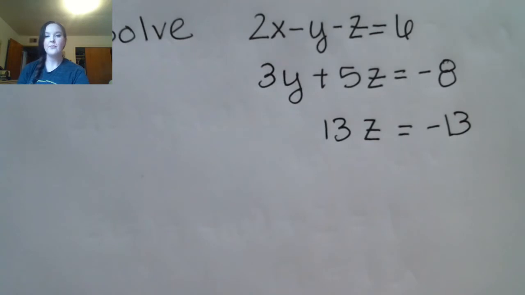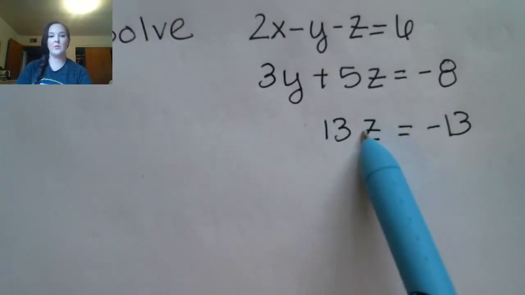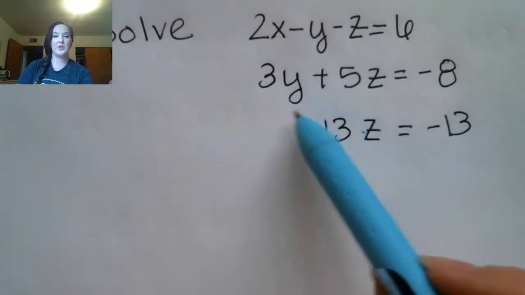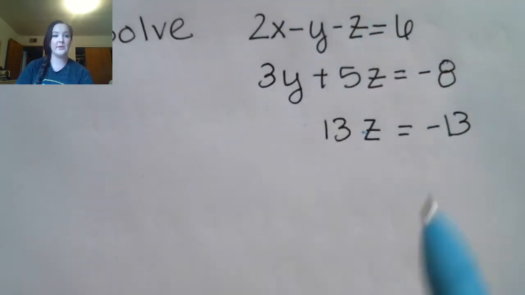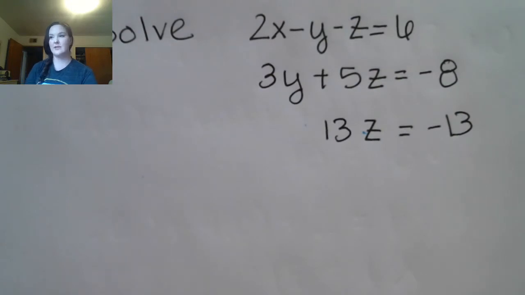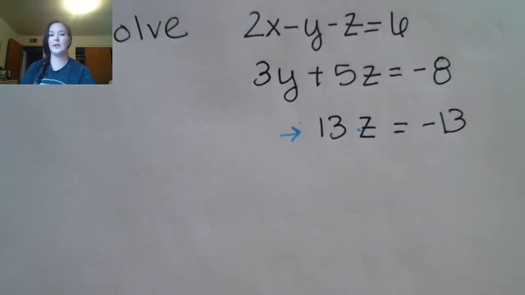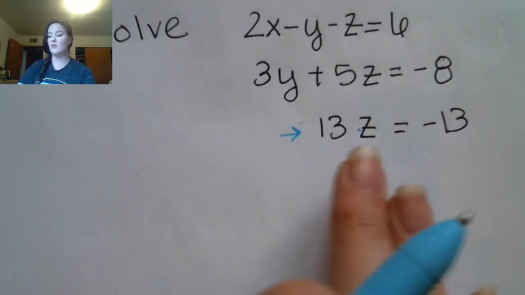Okay. So this is characteristic of what you'll see when you're able to use back substitution: one equation only has one variable, one equation has 2 variables, and one equation has 3 variables. So this is really the setup that you need to use back substitution. The first thing I'm going to do is take this equation that only has one variable, and I'm going to solve for that variable.